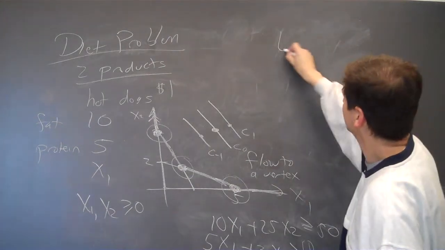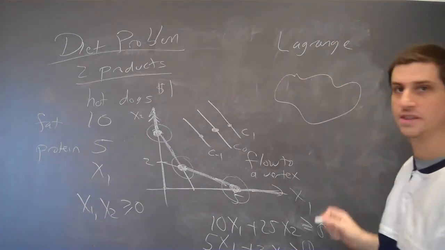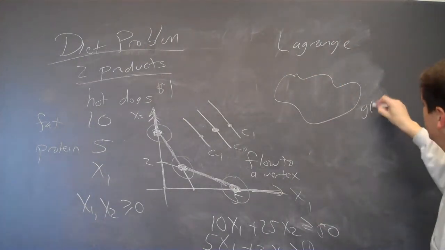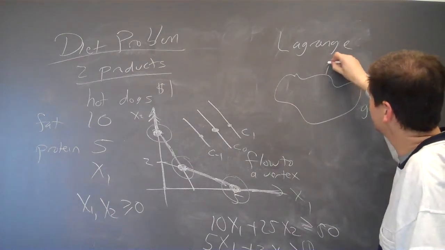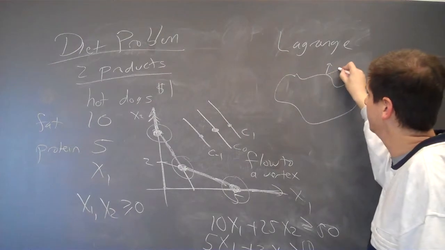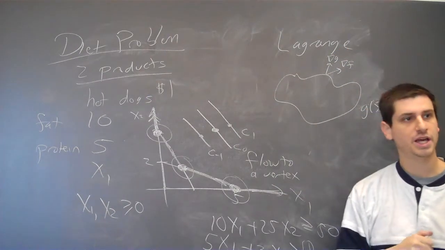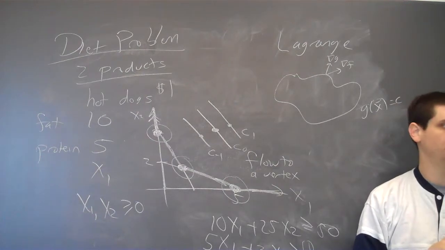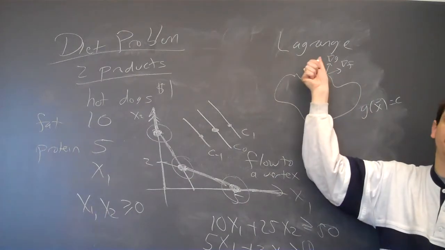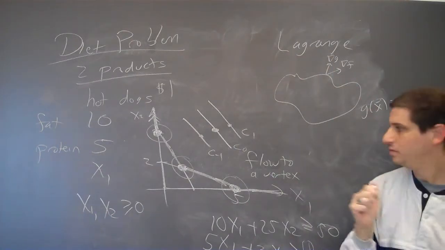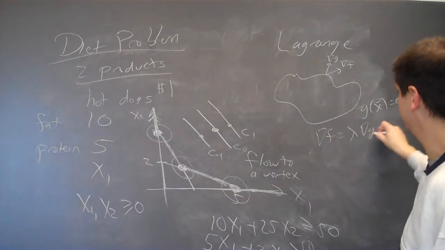So, Lagrange. You've got some surface like this. This is your constraint, g of x equals c. You've got your normal to the surface. And then if this is the gradient of g and this is the gradient of f, this is not a maximum or minimum. The candidates for the maximum and minimum are when the gradient of f aligns with the gradient of g. So you want gradient of f equals lambda gradient of g.